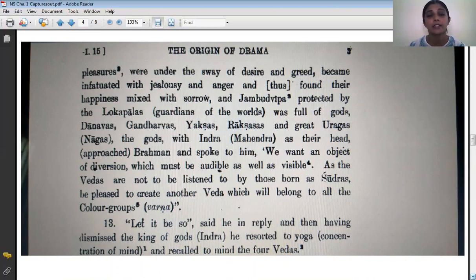That is why they approach Brahma and say that we want something as an object of diversion, which must be audible as well as visible. I talked about the term Natya to you sometime before, and I said that it has a beautiful combination of acting, music and dance, right? So music is the auditory aspect. Dance and acting, that is performance, is the visual aspect. That is why Natya in Sanskrit is also known as Drishya Rupak, or Drishya Kavya, right? So something which is visible and also audible, that kind of entertainment they asked Brahma for. And then what did Brahma say?